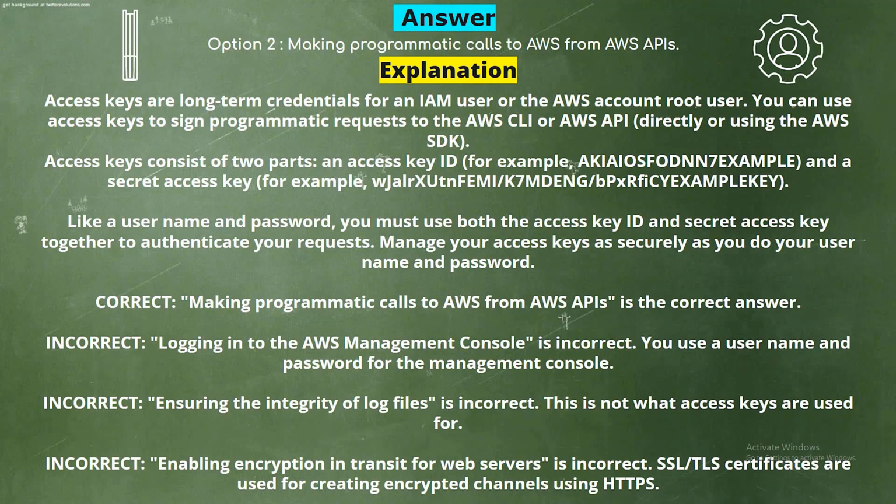Incorrect. Logging into the AWS Management Console is incorrect. You use a username and password for the Management Console. Incorrect. Ensuring the integrity of log files is incorrect. This is not what access keys are used for. Incorrect. Enabling encryption in transit for web servers is incorrect. SSL/TLS certificates are used for creating encrypted channels using HTTPS.